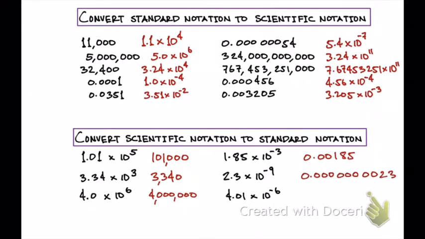And then finally, we have 4.01 times 10 raised to the negative 6 power. And so you would move that decimal point 6 places to the left. So that would be 0 point followed by 5 zeros and then 401. So it's 0.00000401.